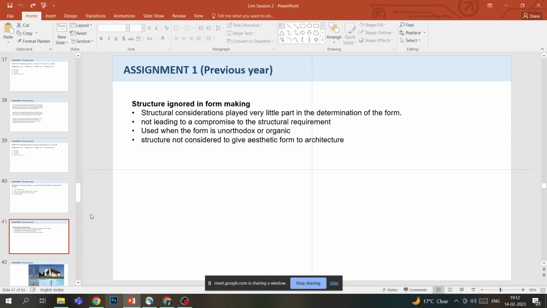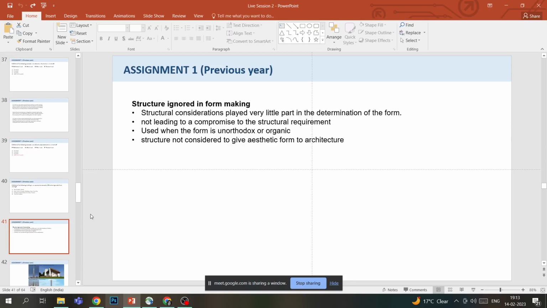Structural considerations played very little part in the determination of the form, but it did not lead to any compromise in the structural requirement. The structure is feasible, it is standing, but that is not the point here. The point is that the form did not consider the typical or regular structure, and this type of building is basically used when the form is unorthodox. It could be an organic form inspired by nature.